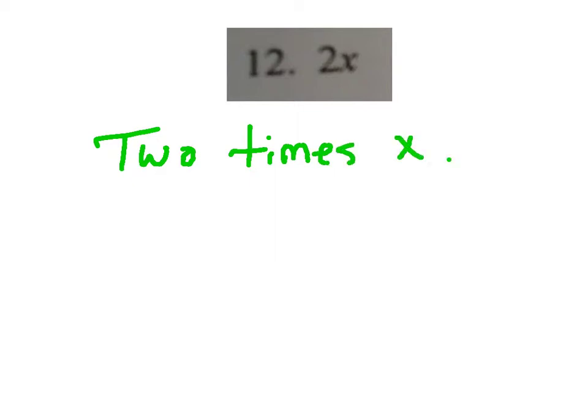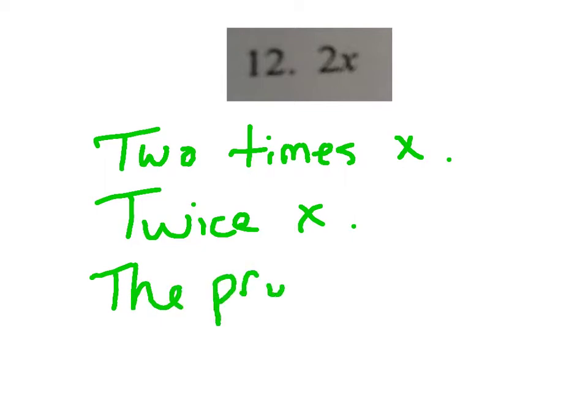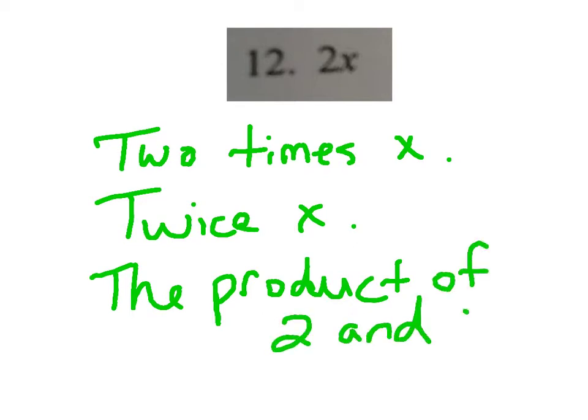All right, number 12. You're supposed to change this into a verbal expression, a verbal phrase. So I'm going to go with, on this one, there's several ways. You could say 2 times x is an obvious way. You could say twice x. Or you could say the product of 2 and x. You don't have to have all of them, but you do need to have one of them. Okay, so off to a good start. Next slide.